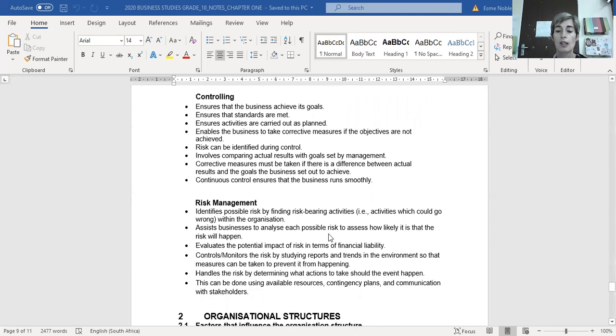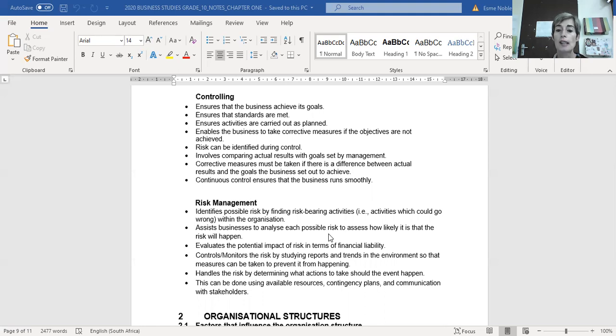Then the last one, risk management. Identify possible risk by finding risk-bearing activities. Obviously, things that can go wrong. Assist the business to analyze each possible risk to assess how likely it is that the risk will happen. Evaluates the potential impact of the risk in terms of financial liability.